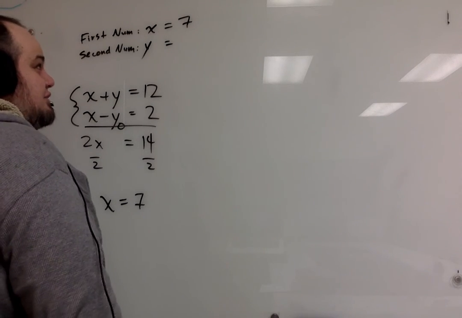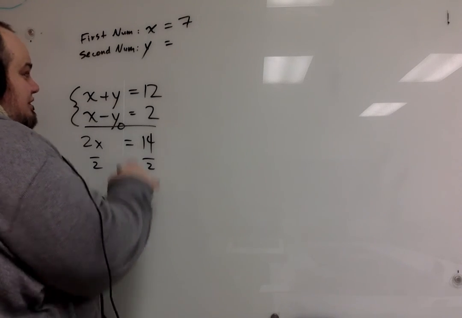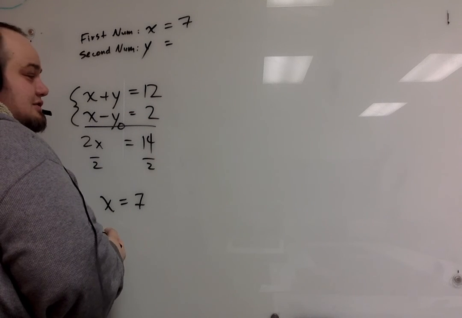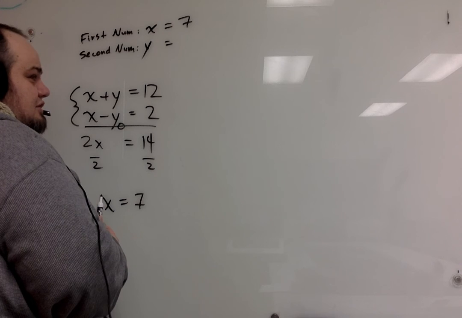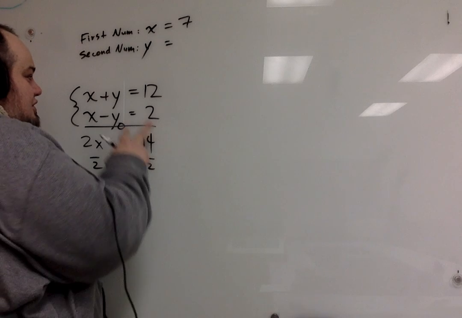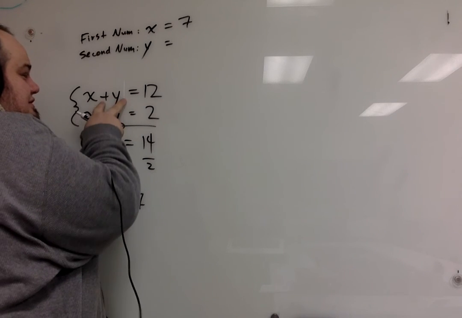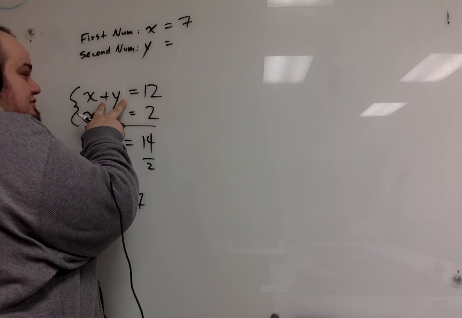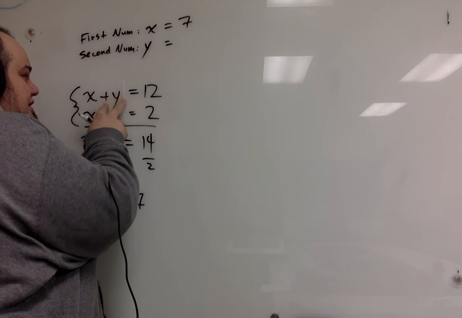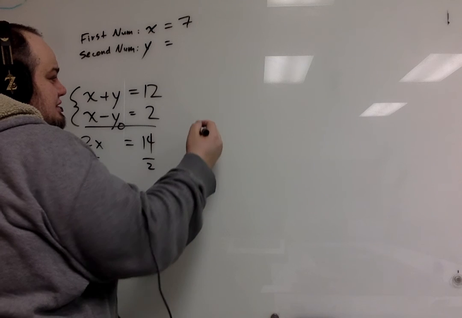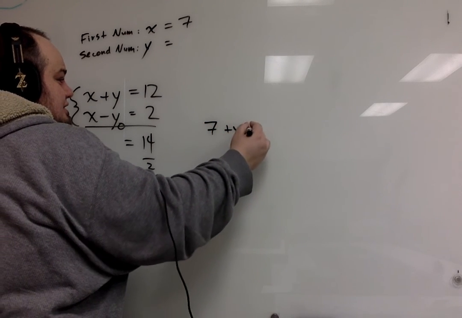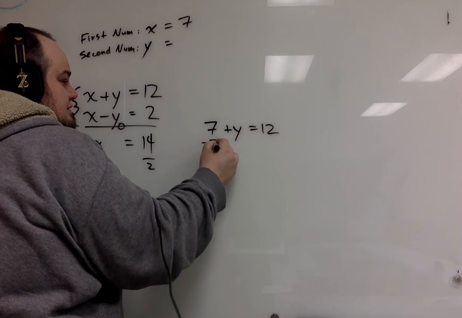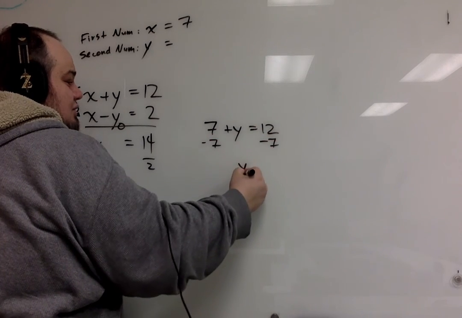And then our second number, we're going to figure out by substituting into one of the equations. Once again, you can substitute into either equation when you're using this method. So just pick one of the equations. Sometimes it's easier to substitute into one instead of another. Like this one, it's probably easier to substitute into the top. We would have 7 plus y equals 12. Subtract 7 from both sides, so you get y equals 5.